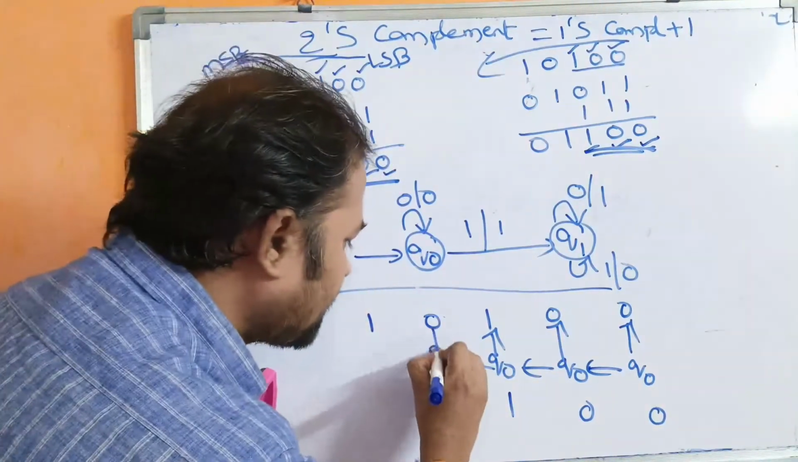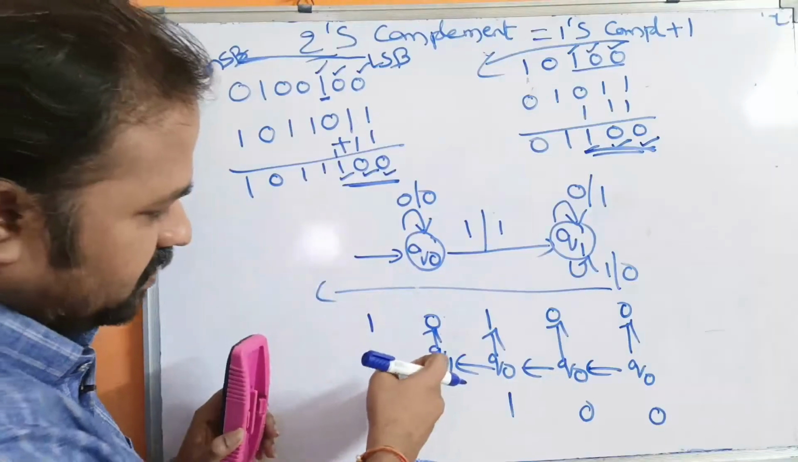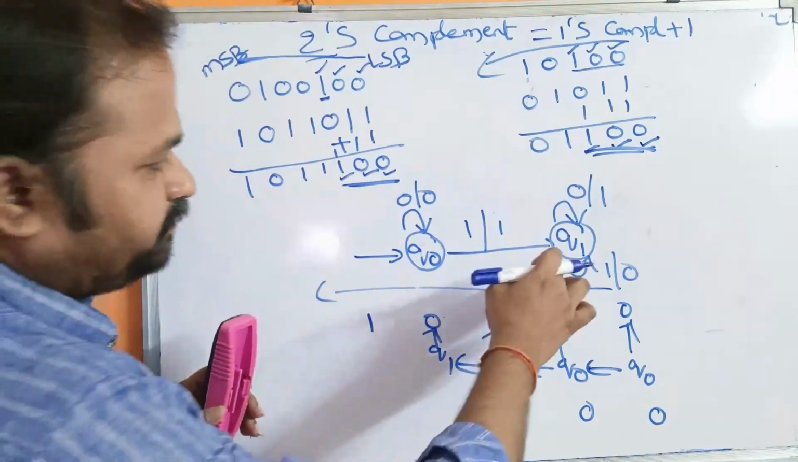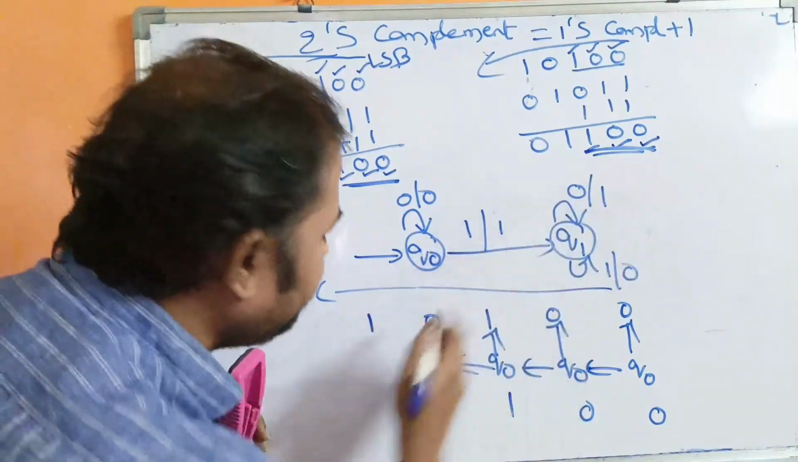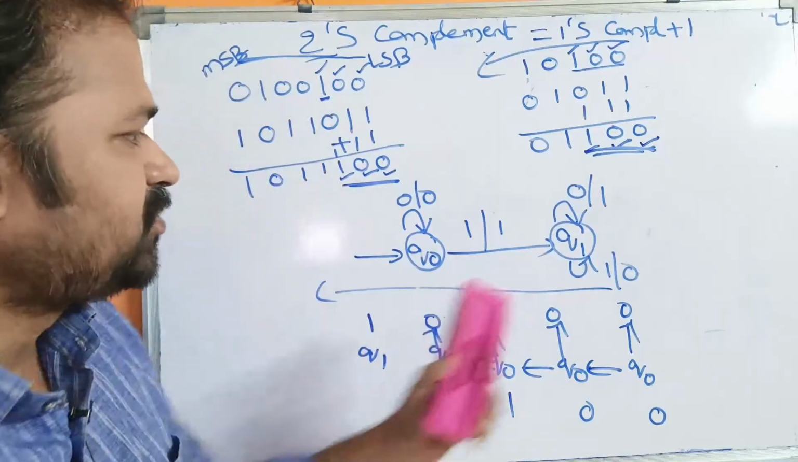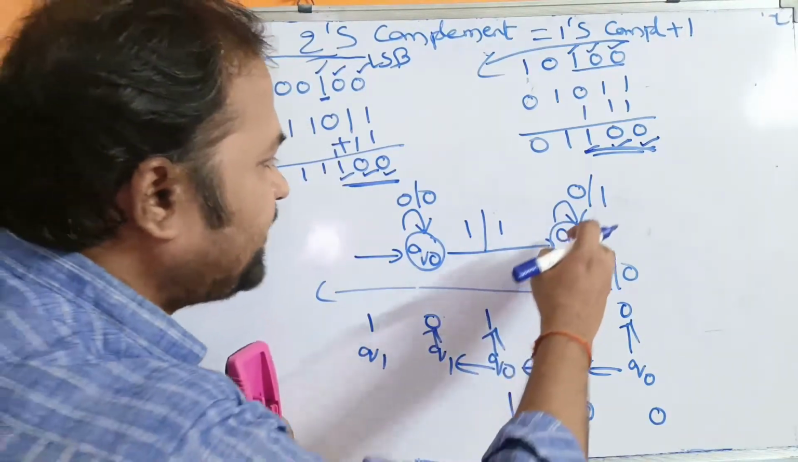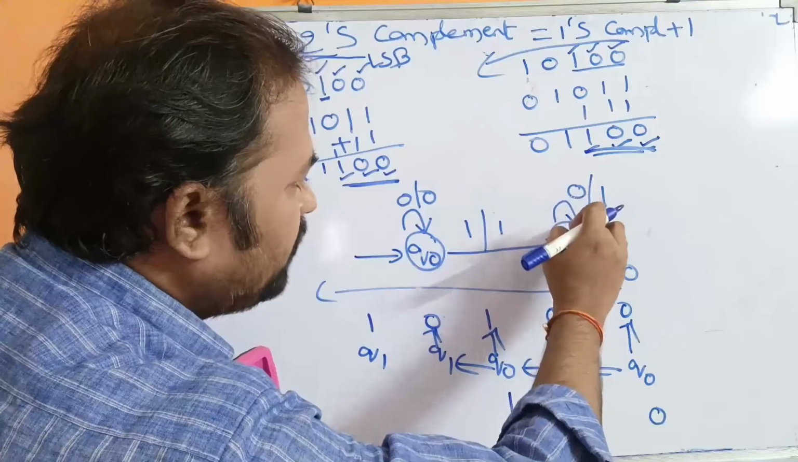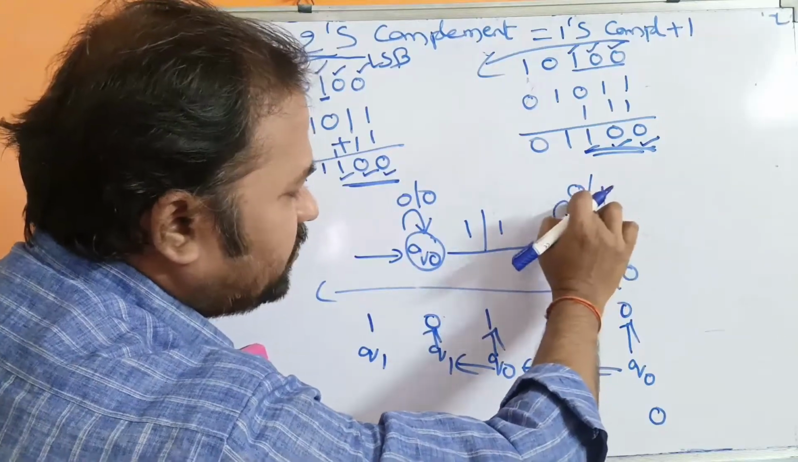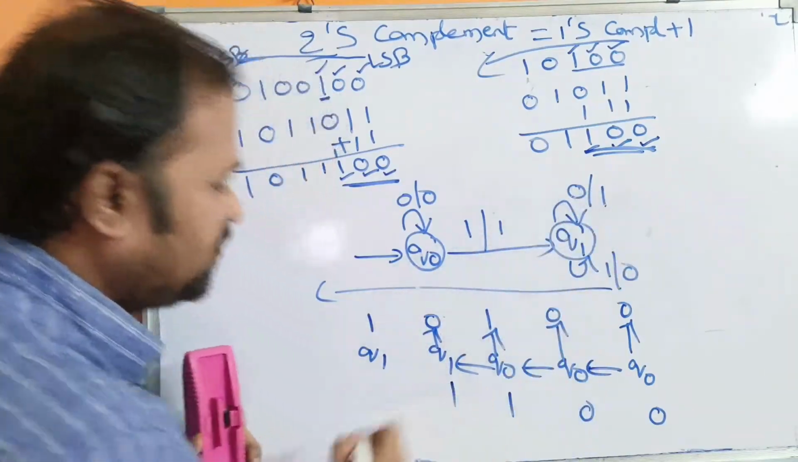Next apply 0 on Q1. So Q1 on 0 means we will be at Q1 only. So what is the output here? 0. Q1 on 0 means output is 1.